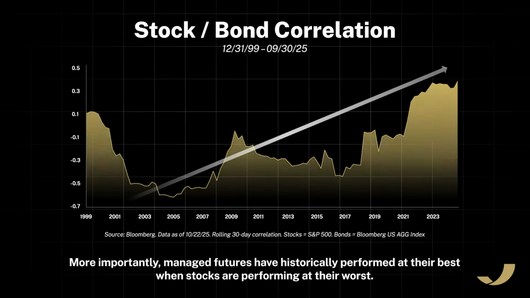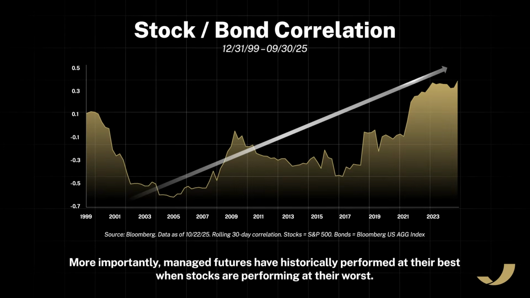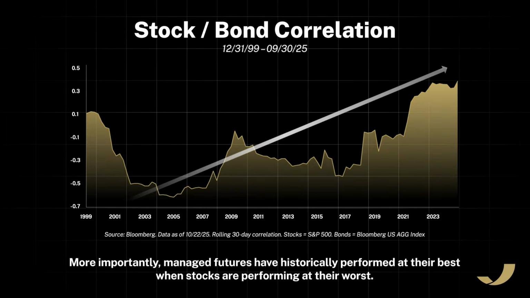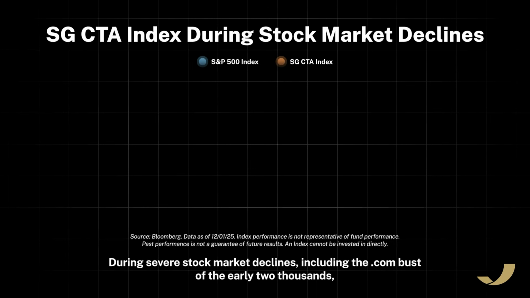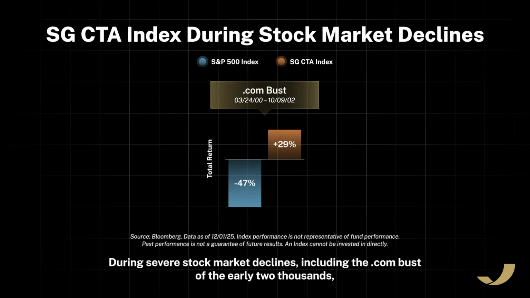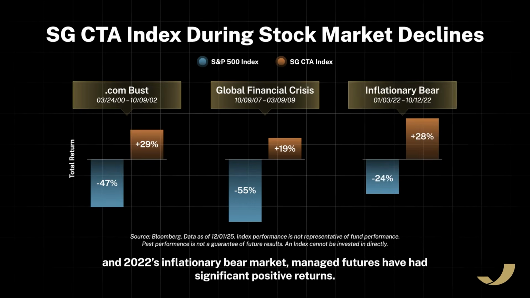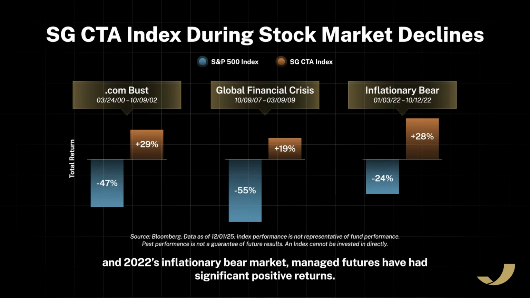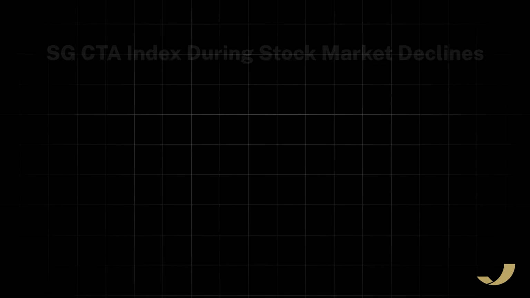More importantly, managed futures have historically performed at their best when stocks are performing at their worst. During severe stock market declines, including the dot-com bust of the early 2000s, the global financial crisis, and 2022's inflationary bear market, managed futures have had significant positive returns.